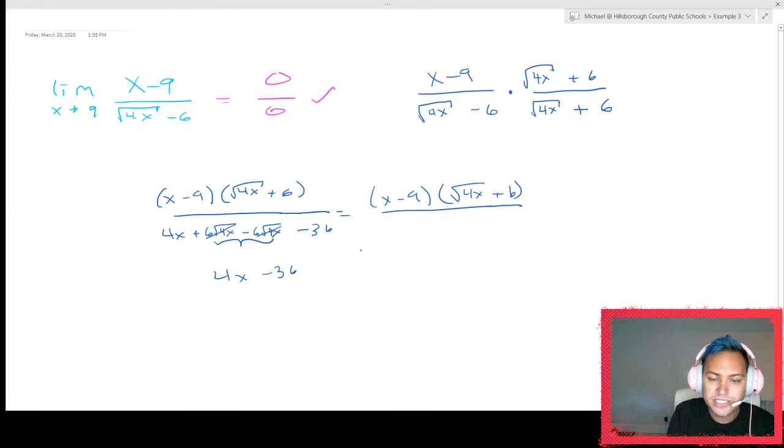I can factor out a GCF here, right? The GCF is 4. If I take 4 away from 4x, I just have x. And if I take 4 out of negative 36, I have negative 9. And now I can cancel, and I should have a determinate form now.